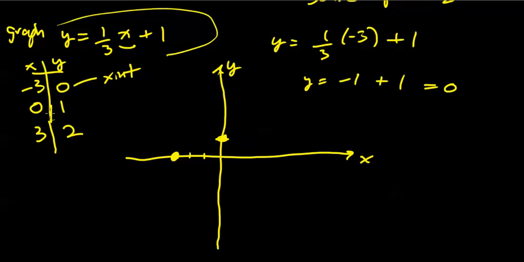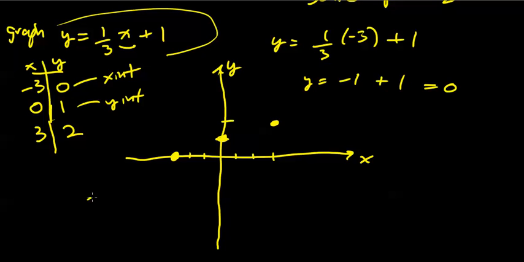When x is 0, y is 1. Of course, when x is 0, you're on the y-axis somewhere. This point, this pair of coordinates, is called the y-intercept. And when x is 3, y is 2, which puts me here somewhere. All right, there's a third confirming point there.